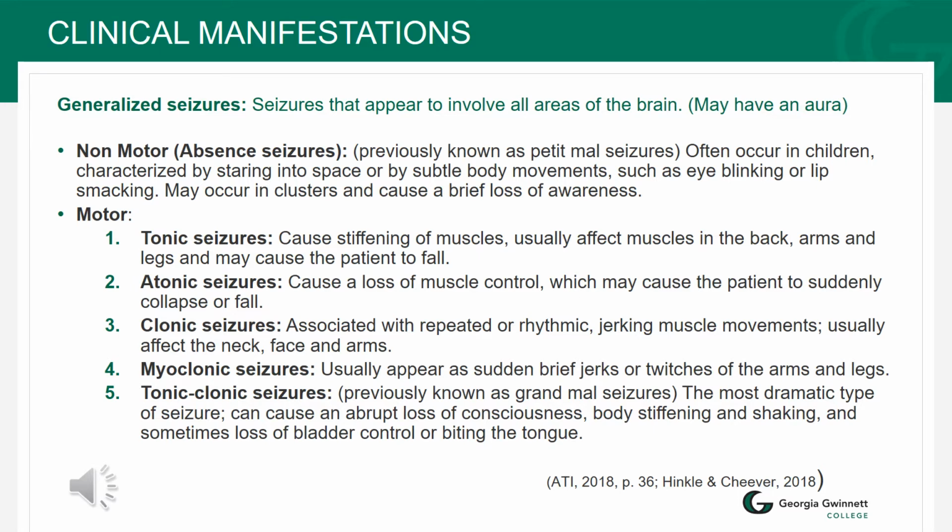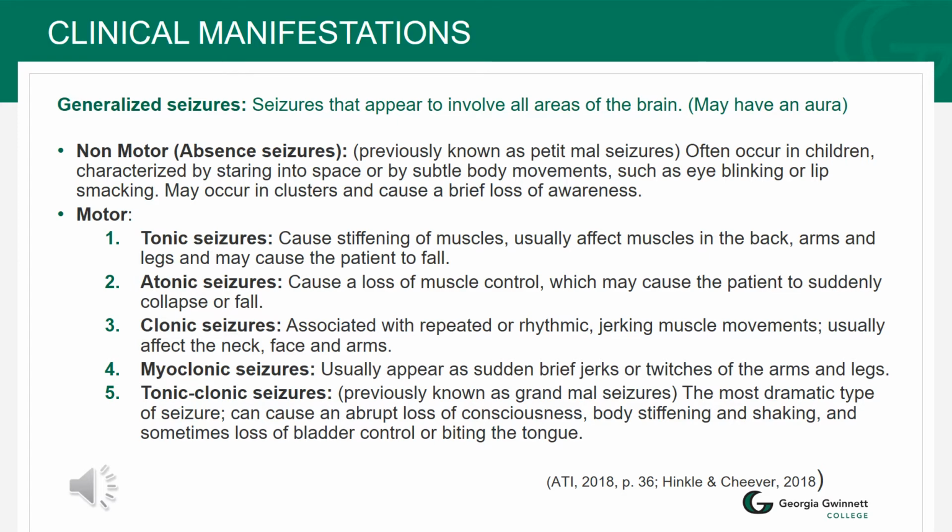Clinical manifestations for generalized seizures. Generalized seizures often involve both hemispheres of the brain, causing both sides of the body to react. There are 5 types of motor generalized seizures, and before I get into those, I want to mention that they're not called absence seizures anymore. They're non-motor generalized seizures. They used to be known as petit mal seizures.